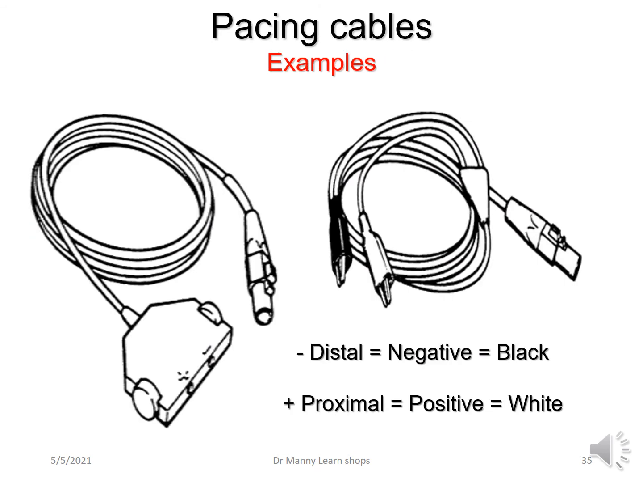When we look at the pacing cables, these are just some examples. So these are extension cables, which again have a distal and a proximal connection. The distal is typically coloured black and the proximal is typically coloured white. Distal is negative, proximal is positive. However, there can be variations in colour. The proximal can sometimes be red, but typically the distal is always black.